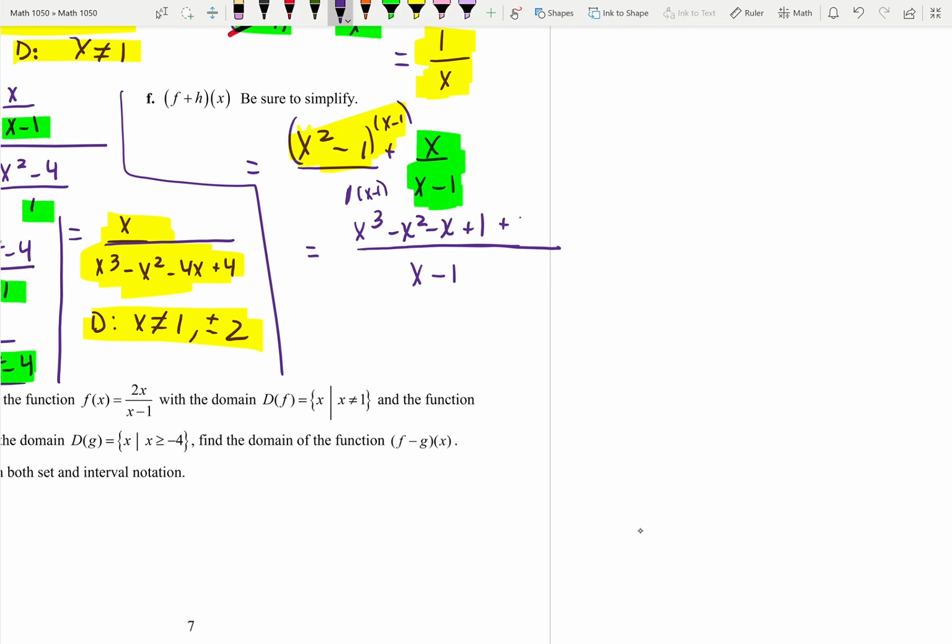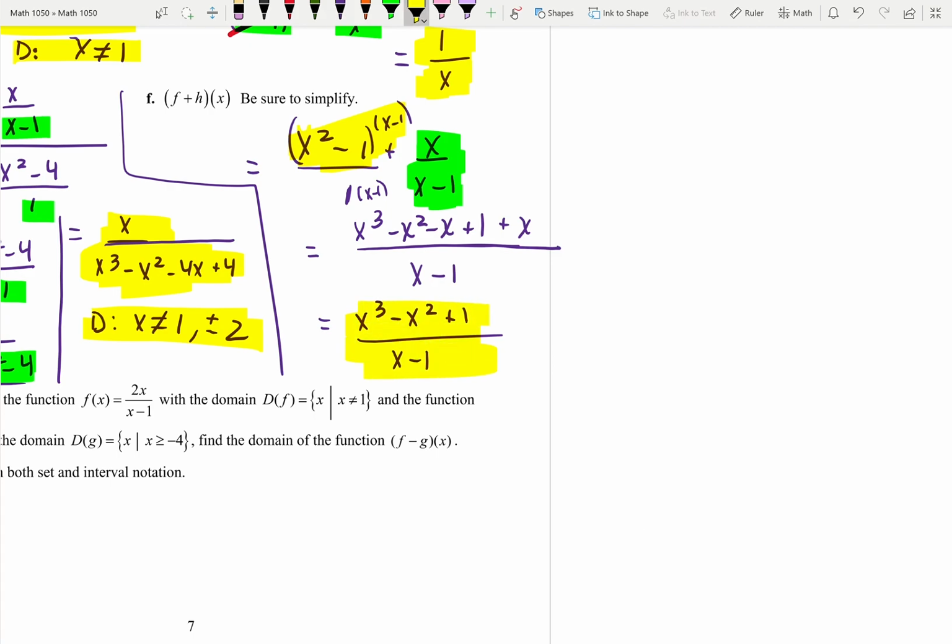And I'm just going to write down the numerator, which is the top, which was an x. And now I'm just going to clean up the top, and I get x to the third minus x to the second. This minus x and plus x go away. So you have a plus 1 over x minus 1. So there's your answer right there.